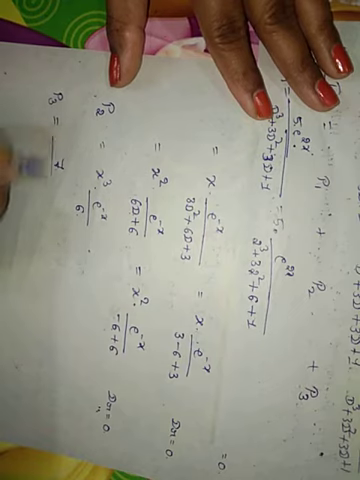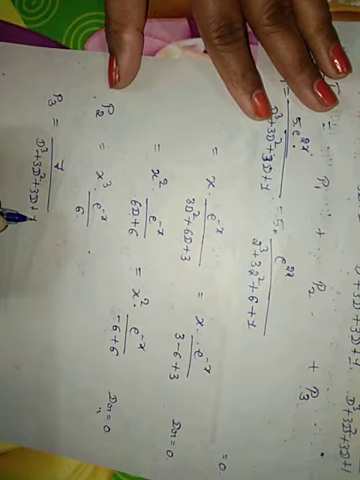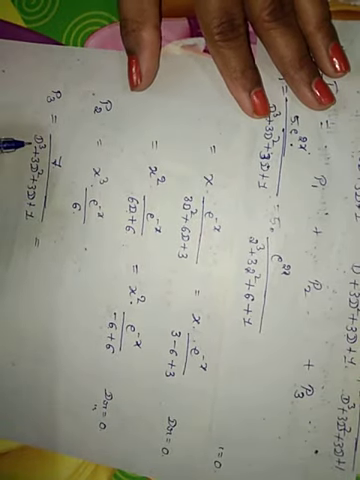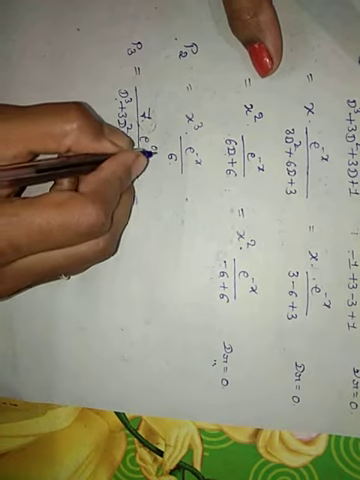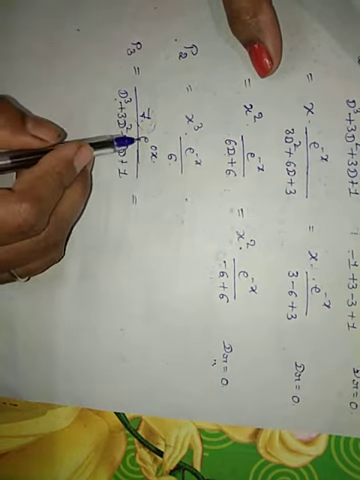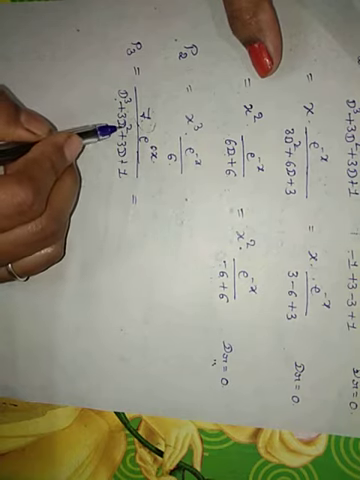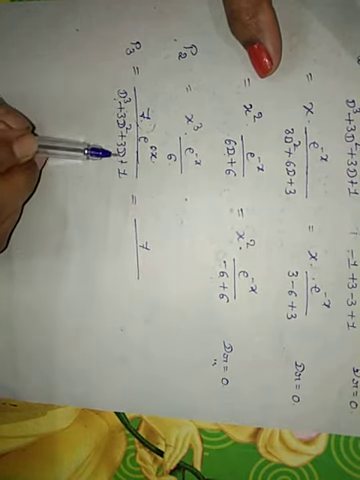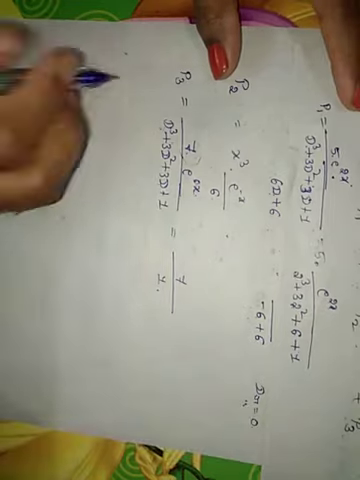P3 is equal to 7 divided by D cube plus 3D square plus 3D plus 1. When the numerator is constant, we have to replace D by 0, because 7 can be written as 7 into e raised to 0x, and e raised to 0 is always 1. So the coefficient of x is 0. We replace D by 0 when the function is constant. So replace D by 0: 0, 0, 0, plus 1, that is 1. So 7 is our P3.